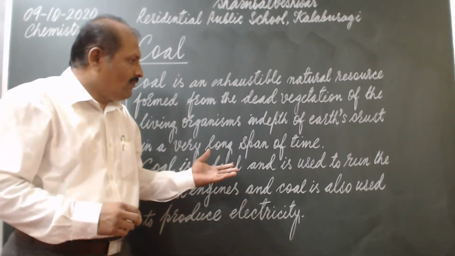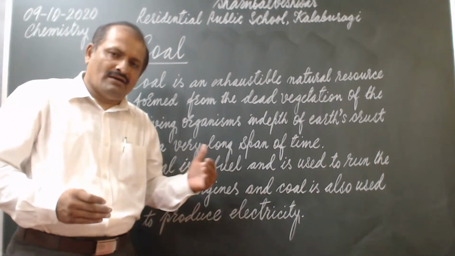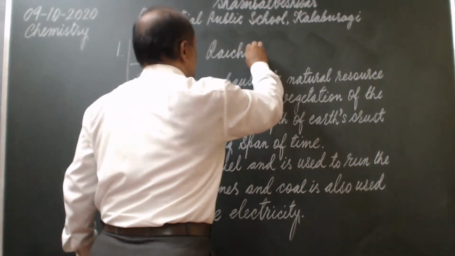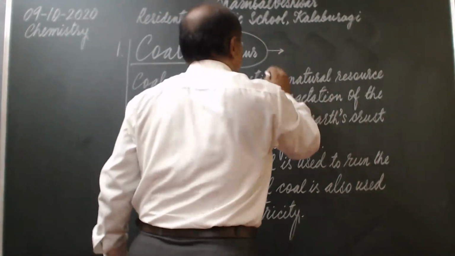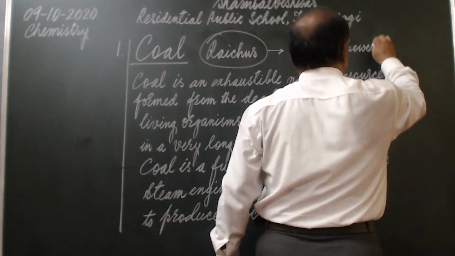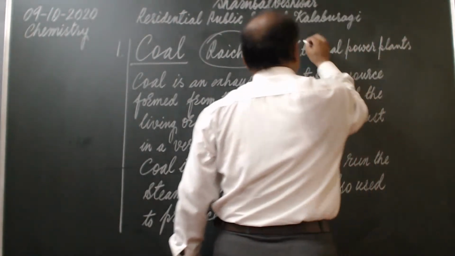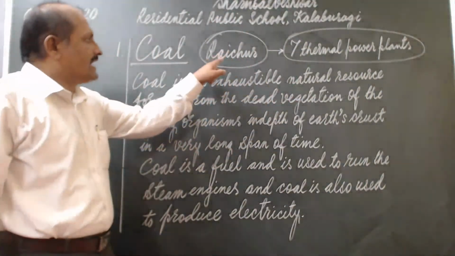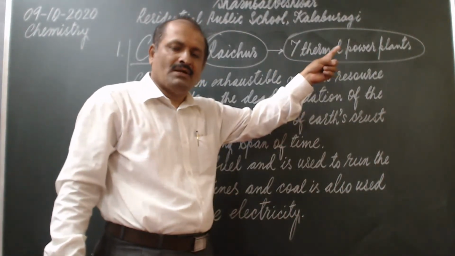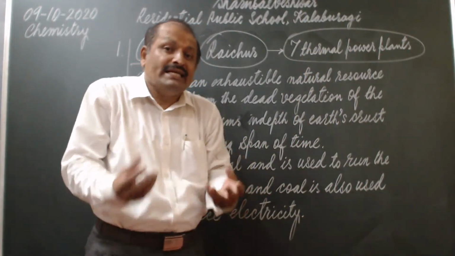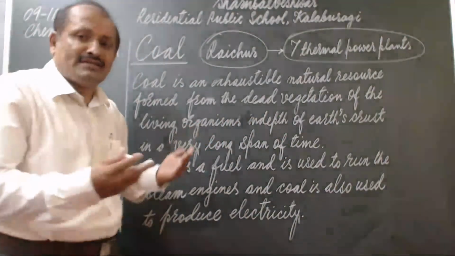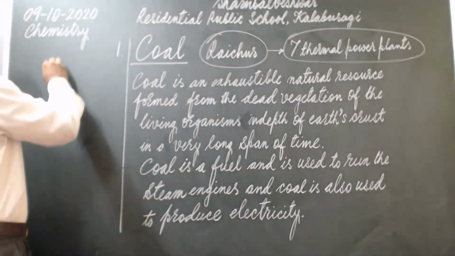Therefore, dear students, I just would like to draw your attention towards coal. In Raichur, in our state Karnataka, we have 7 thermal power plants. In our neighboring district, Raichur, in the Kalyana Karnataka region, we have 7 thermal power plants. Thermal means which produces heat energy. So we have 7 thermal power plants by which we are getting supplied with electricity to the whole Kalyana Karnataka region.